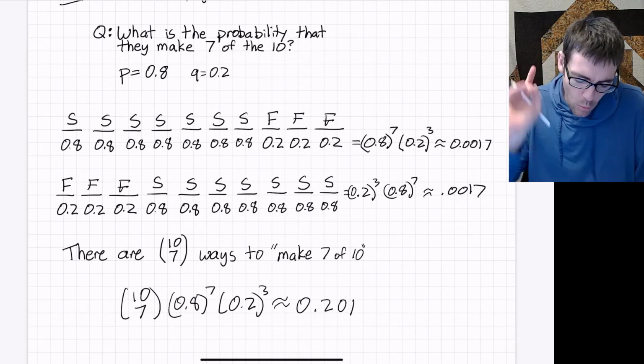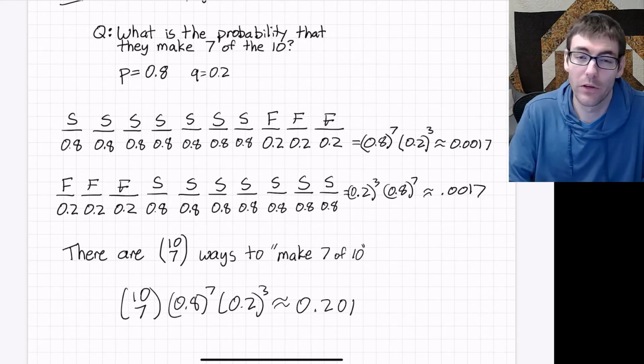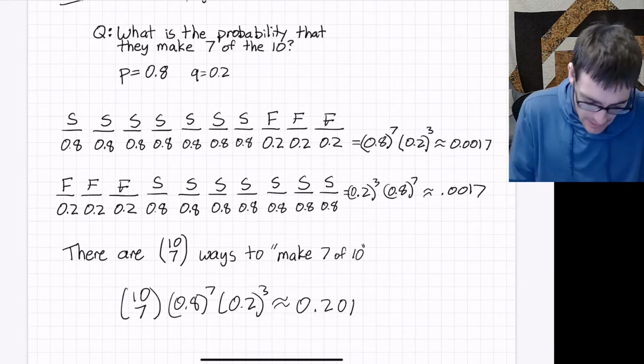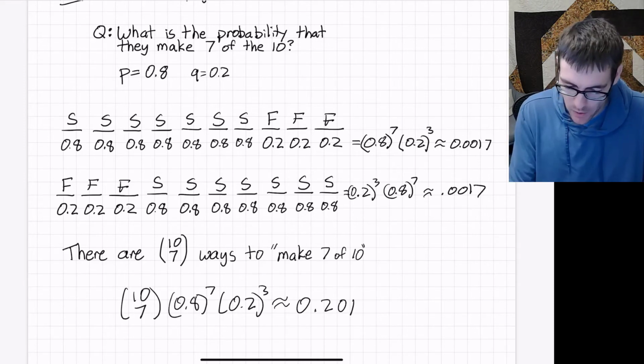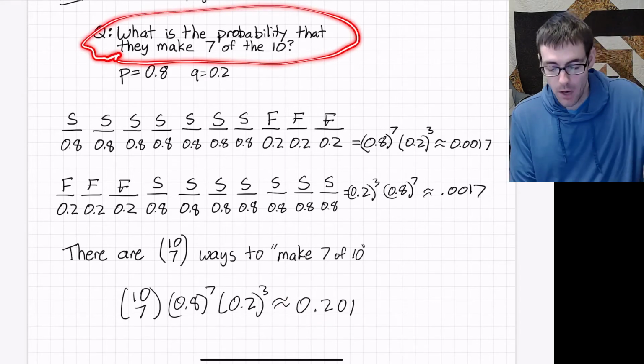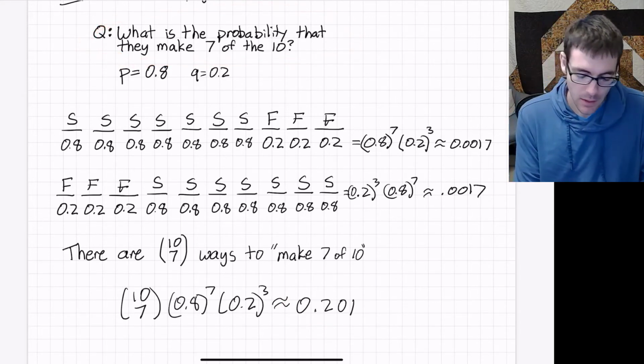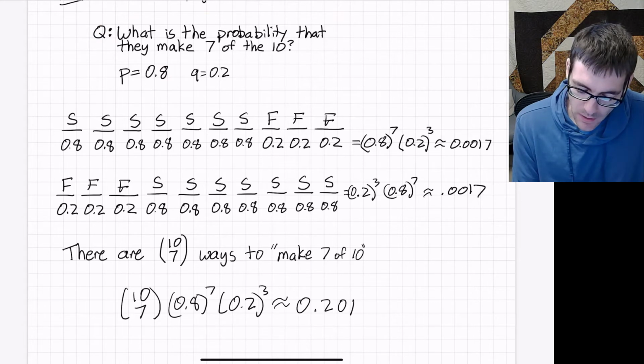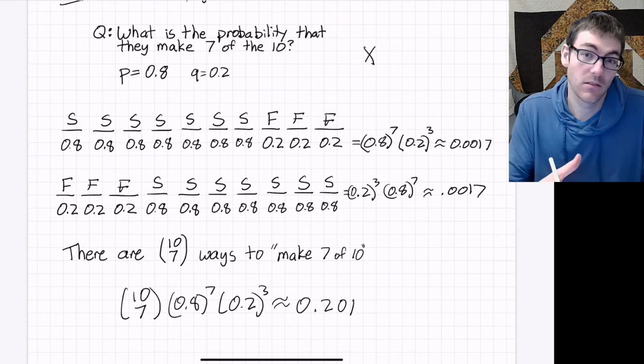All right, one notational thing before we write down a more generalized form. If I wanted to know what this probability was, rather than saying in words, what is the probability that they make 7 of 10, I can say that, all right, well, x is just some random number.